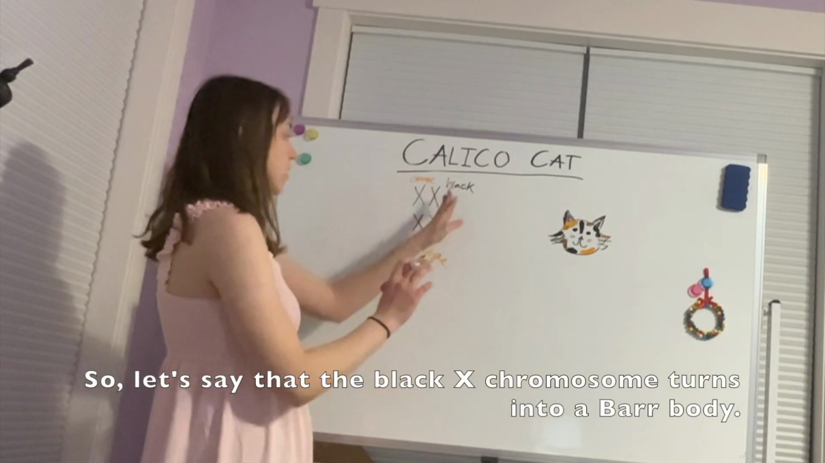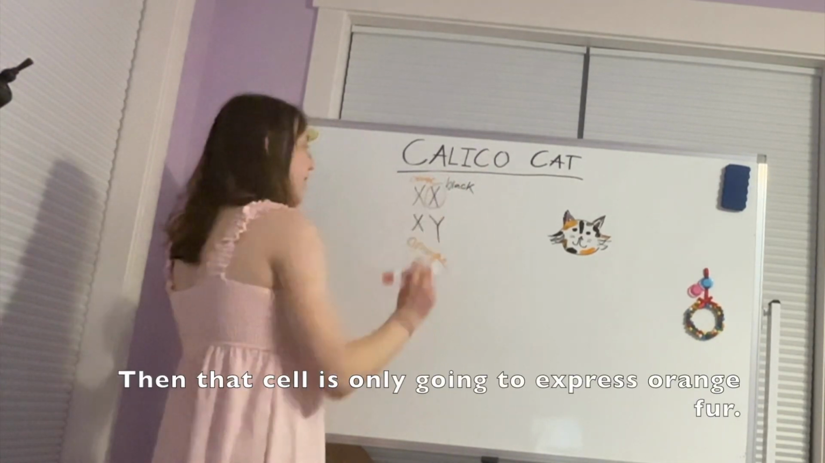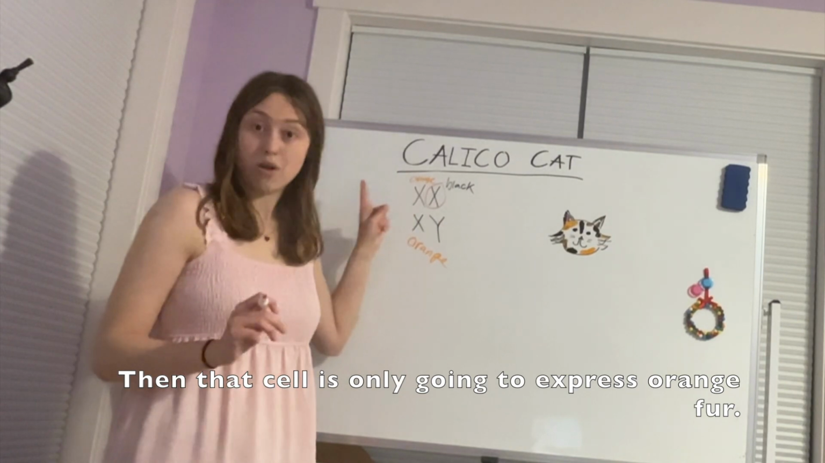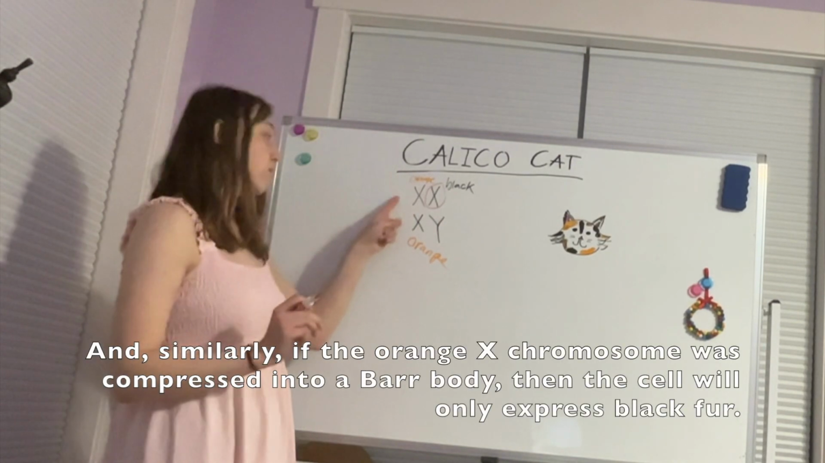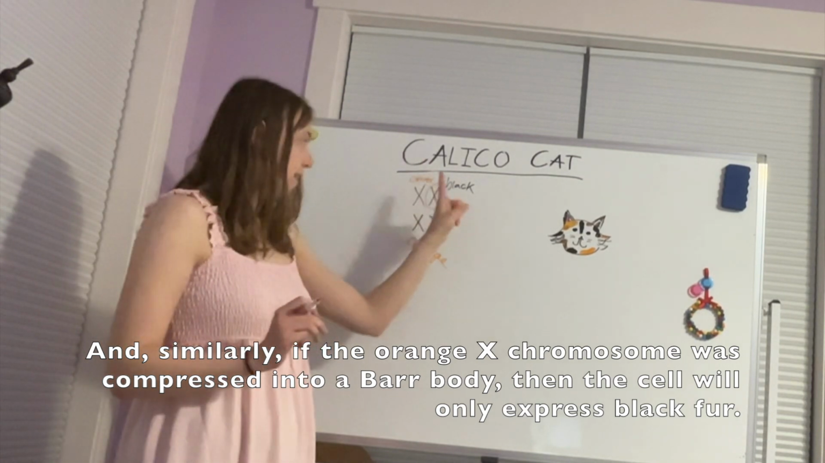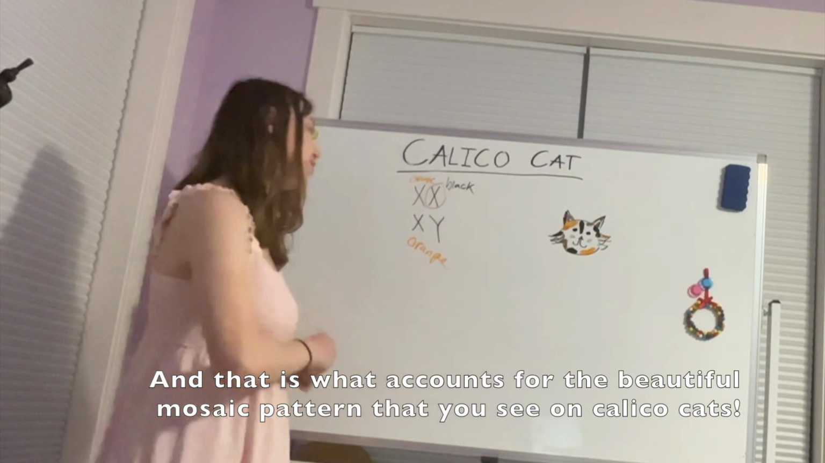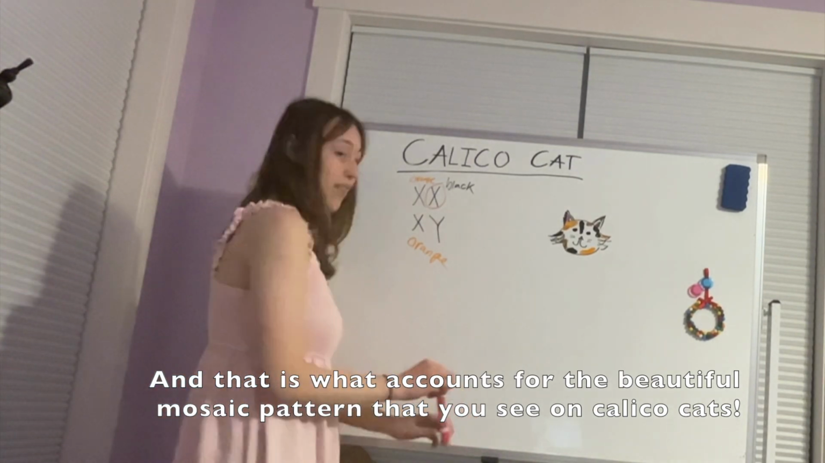So let's say that the black X chromosome turns into a Barr body. Then that cell is only going to express orange fur. And similarly, if the orange X chromosome was compressed into a Barr body, then the cell will only express black fur. And that is what accounts for the beautiful mosaic pattern that you see on calico cats.